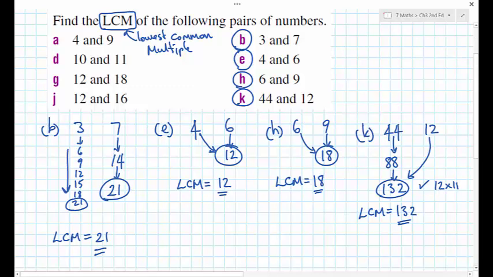Basically, the lowest common multiple is, what do both of these go into, the lowest number that I can have divisible by both 44 and 12. Or, if I multiply 44 by something, I get this number, and I multiply 12 by something to also get this number, and I want the lowest number that can occur. That's why it's the lowest common multiple.